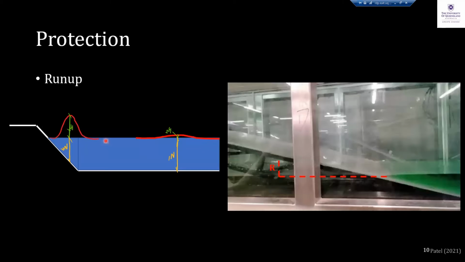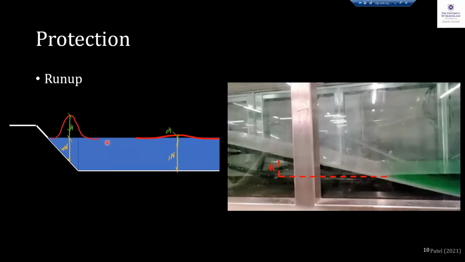And when we look at the second strategy of building structures to prevent damages due to tsunami, we consider two important parameters. One is run-up and the other is overtopping, which I'll be talking about later. The run-up is the vertical elevation the tsunami wave can reach.